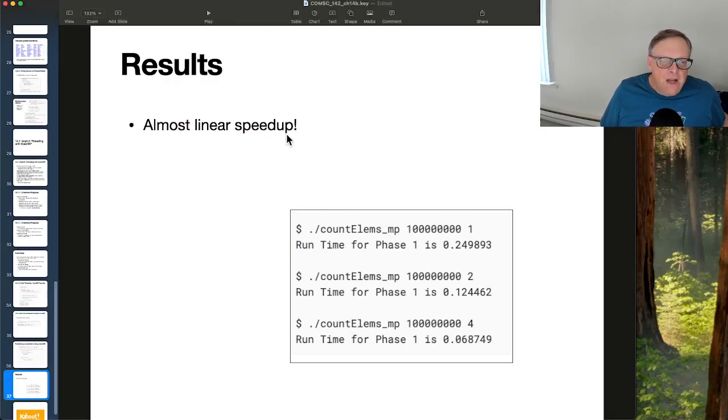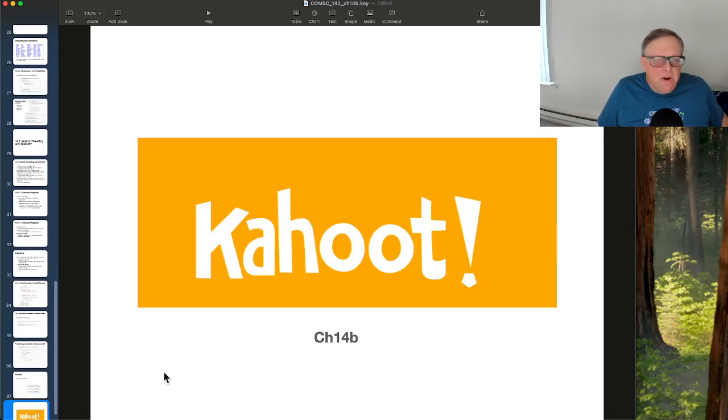All right, and so the results are, not only does it get the right answer, but you get really high quality speedup. One thread is 0.24, two threads is 0.12, four threads is 0.06. That's almost 100% efficiency, which is really nice. So this OMP thing appears to be great. All right, that's what I wanted to show you.